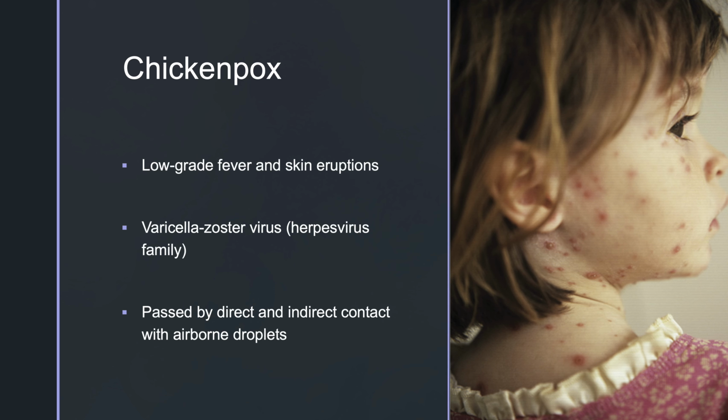Next up is chickenpox. So with chickenpox, we've got these itchy, irritating skin eruptions. The child will have a low-grade fever. It is becoming less and less common to be seen because, again, good news, there is a vaccine for it. There's a varicella vaccine to help prevent infection from that varicella zoster virus, which is part of the herpes virus family. So chickenpox is passed directly through contact and airborne droplets, so it's very contagious.